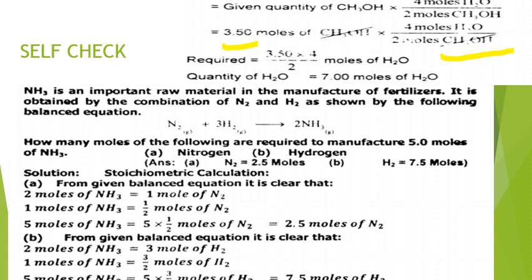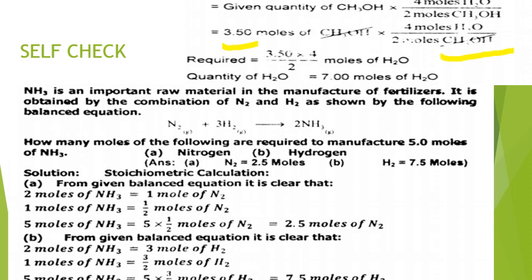Remember it, and when we are doing stoichiometric calculations, there are no side products, or we say the law of conservation of mass is applied here, and nothing is lost or newly created, but the mass remains the same on both the sides. Right? Now, a self check is mentioned here.